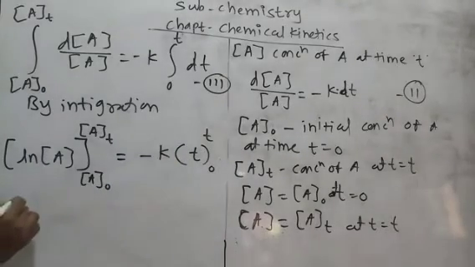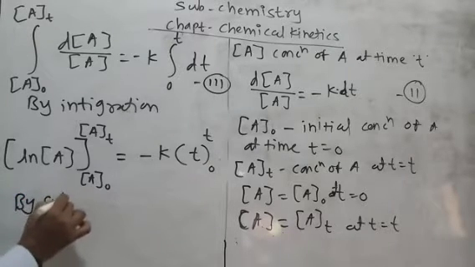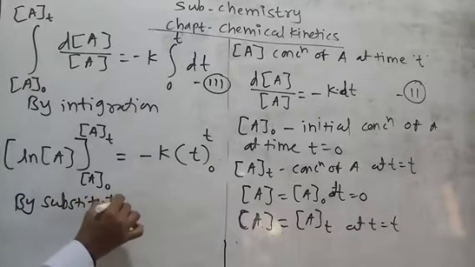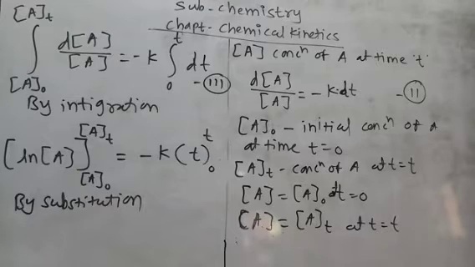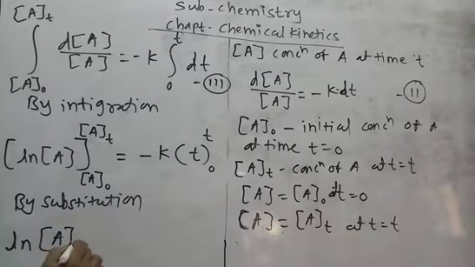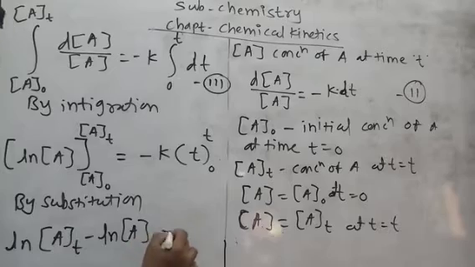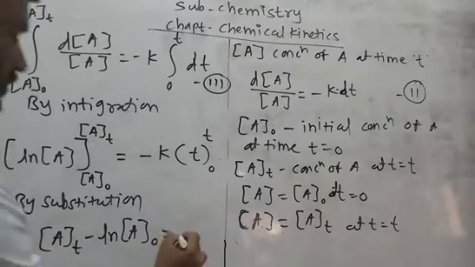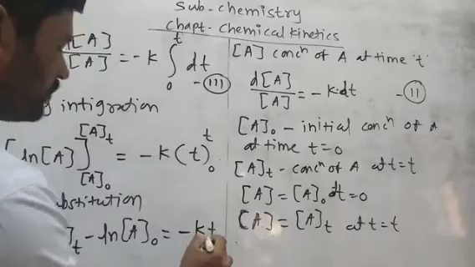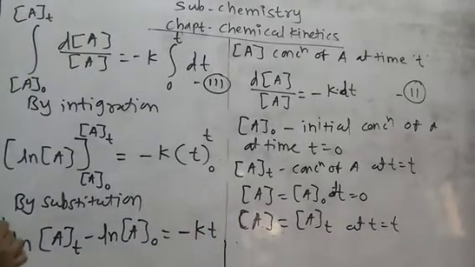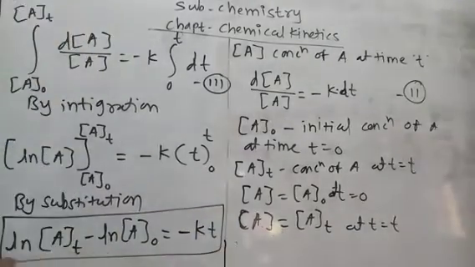By substitution of limits, we got the next equation, that is ln of concentration of At minus ln of concentration of A0 is equal to minus k into t. So consider that as equation number 4.